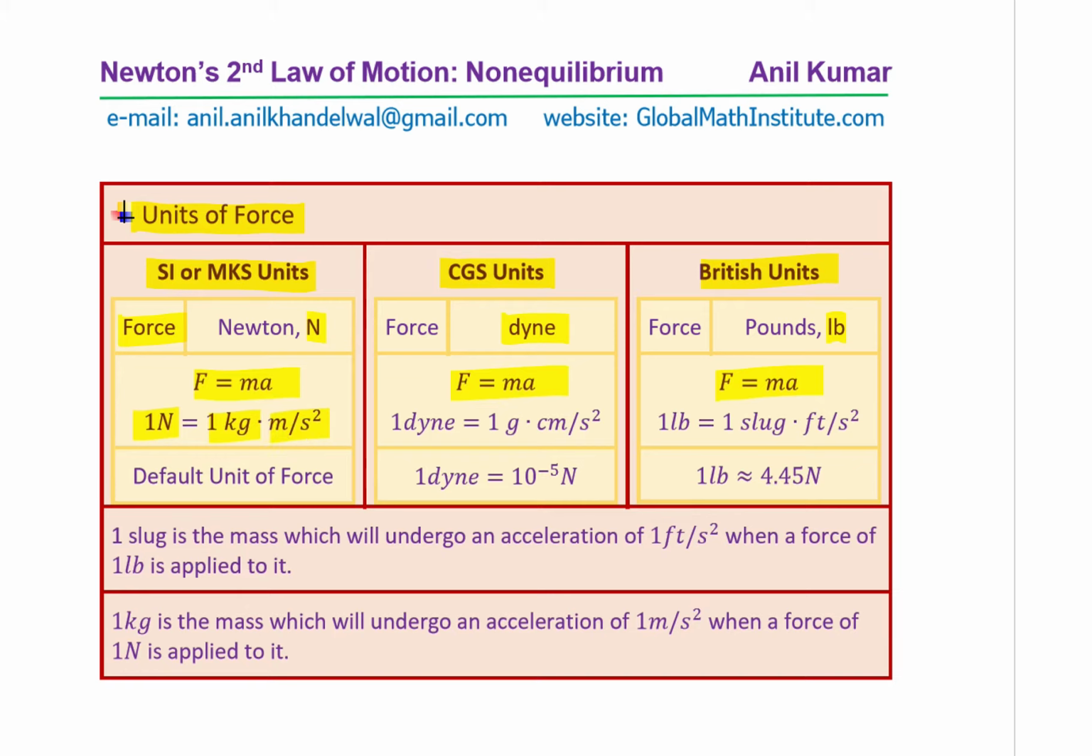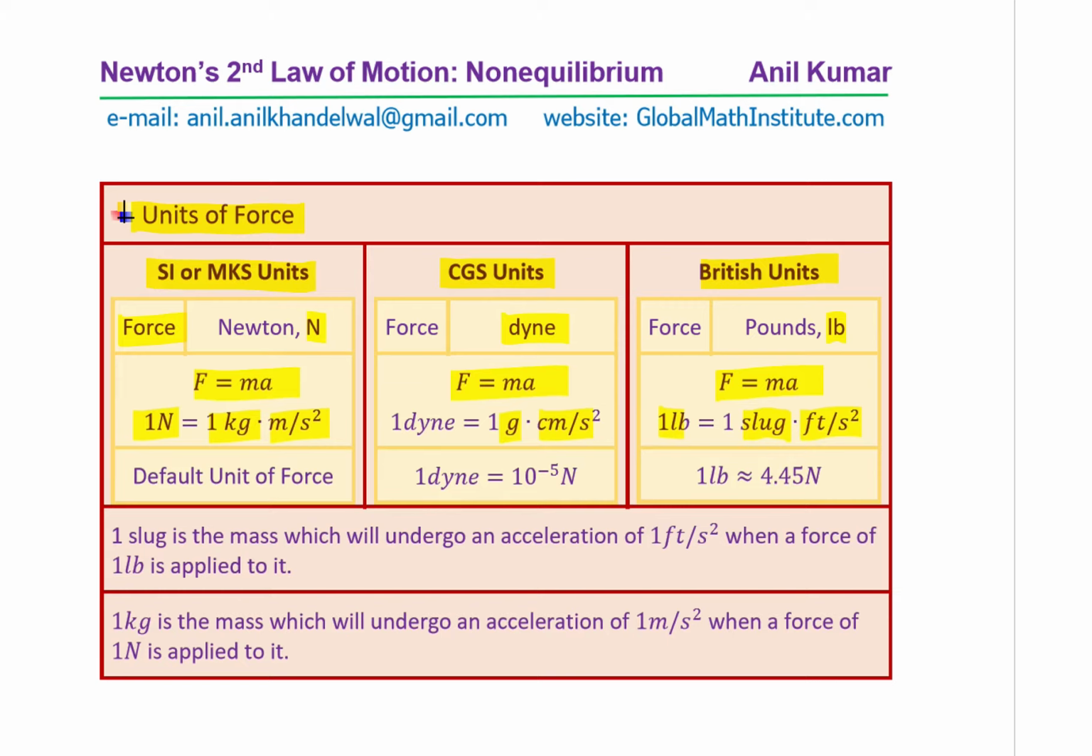In the case of CGS units, we are talking about grams and centimeters per second square, and in the case of British units, mass is measured in slug. So that may come as a surprise to many students. And feet per second square is the unit for acceleration, correct? So 1 pound is one slug into feet per second square, correct?